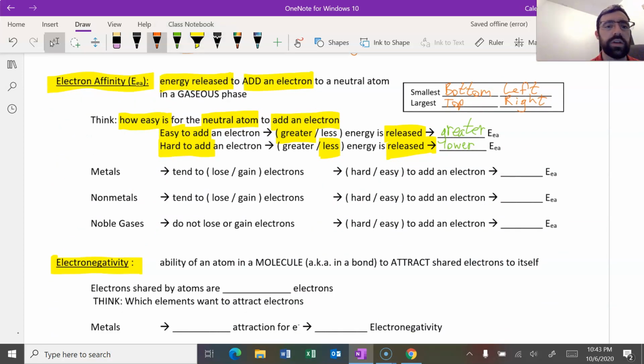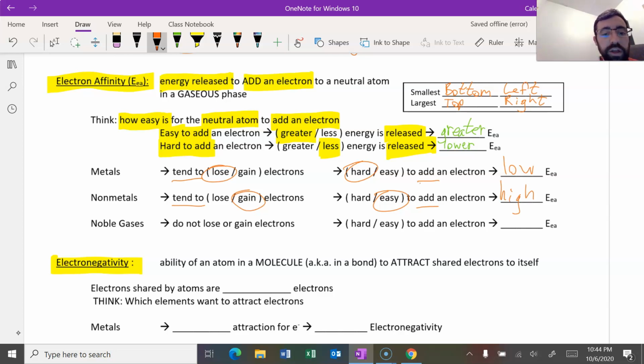Okay, so going through talking about metals now, metals or nonmetals. Metals tend to lose electrons, so it is hard to add an electron. So it means it's going to have a low electron affinity. It doesn't have much affinity to electrons. Nonmetals tend to gain electrons, so it is easy to add an electron. So that means it's going to have a high electron affinity and release more energy when it gains an electron.